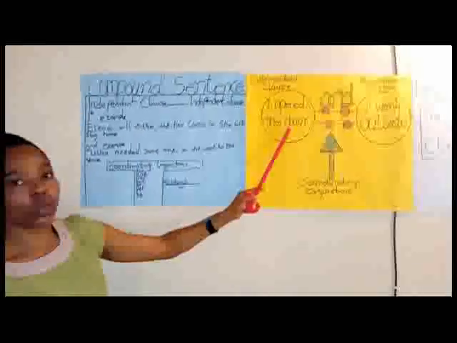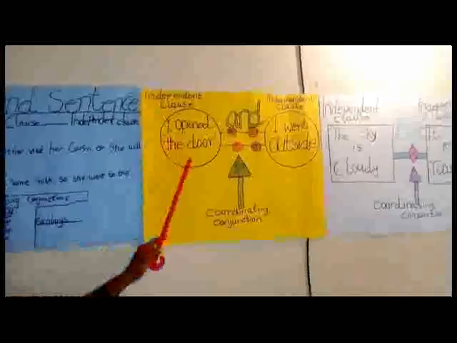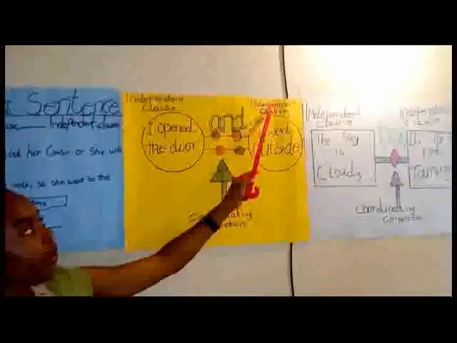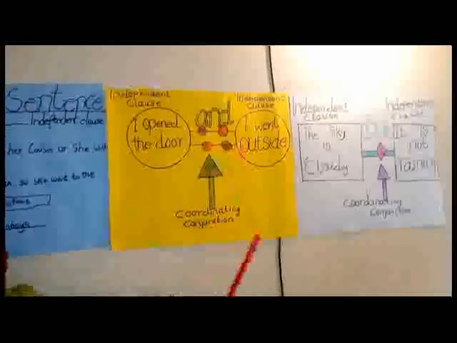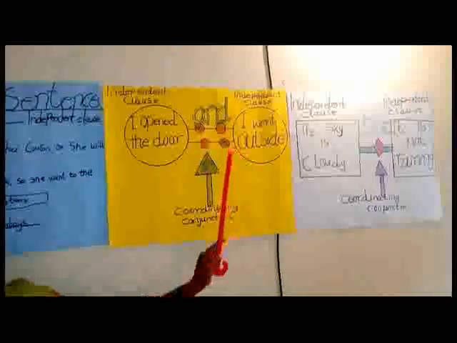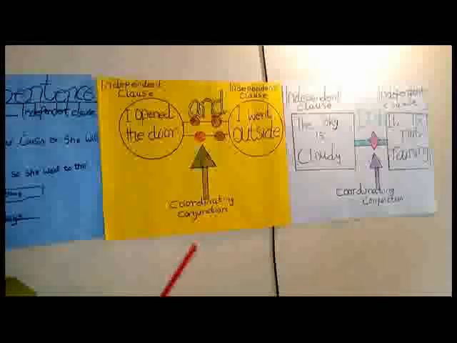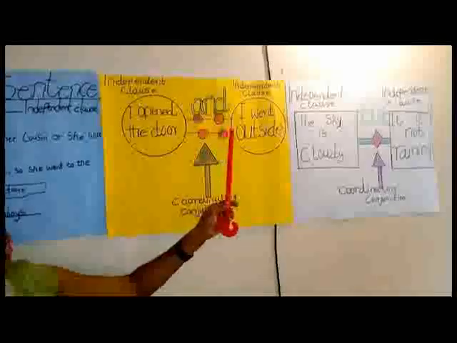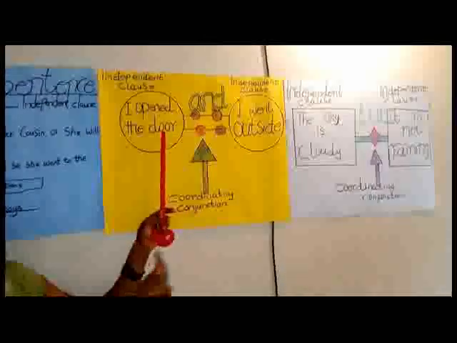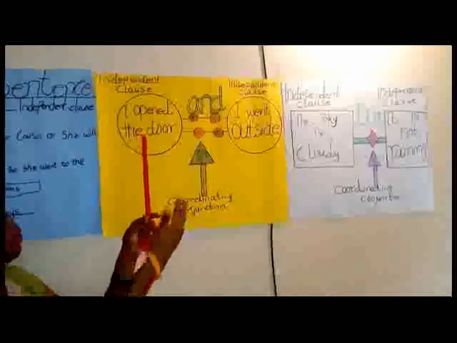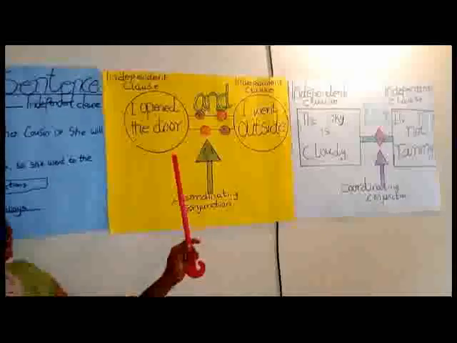I opened the door. That's a simple sentence, isn't it? That's one independent clause. Another independent clause here: I went outside. That's another independent clause, a simple sentence, and it can stand on its own. Now, what we are looking at here is how we can combine these two sentences together by using these strings to tie them together. So when we bring them together, it becomes a compound sentence.